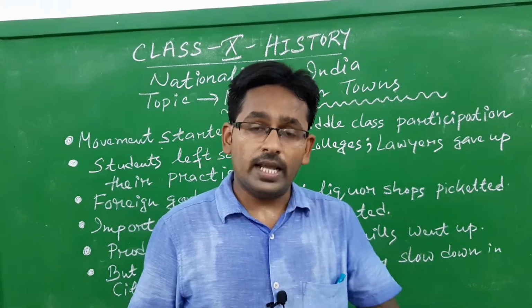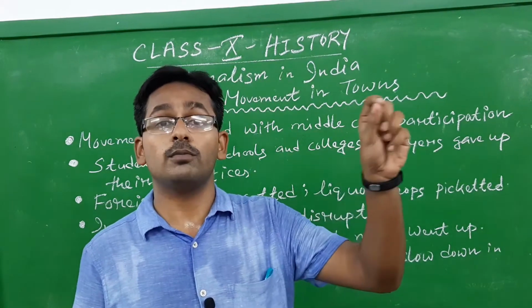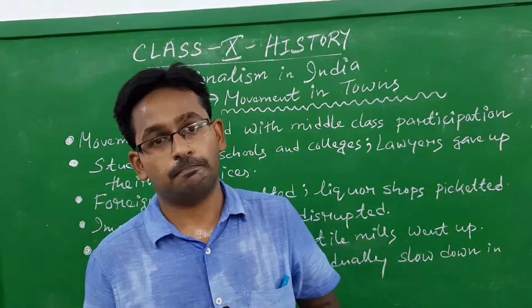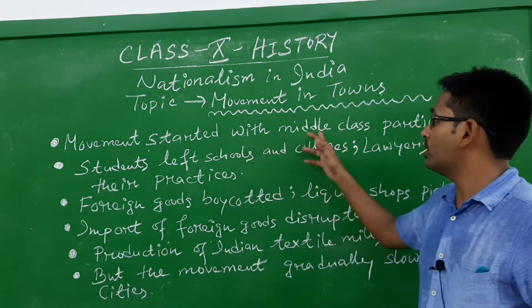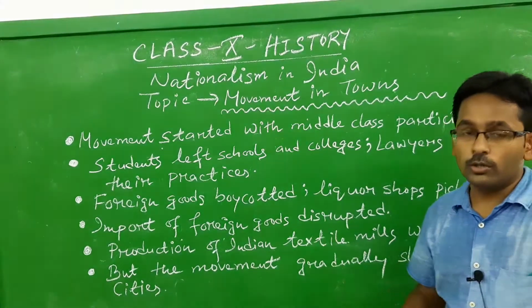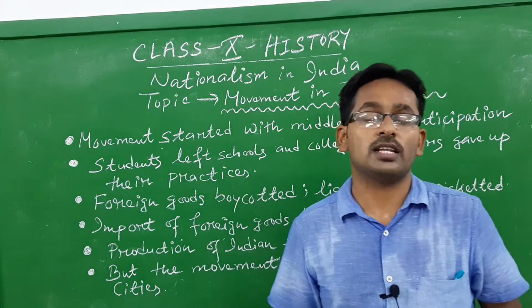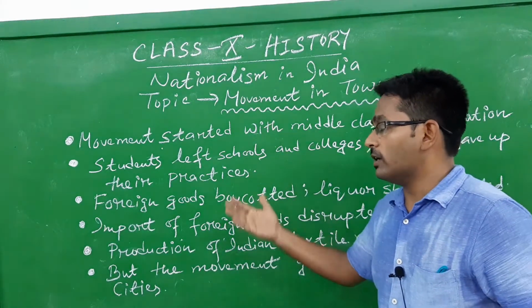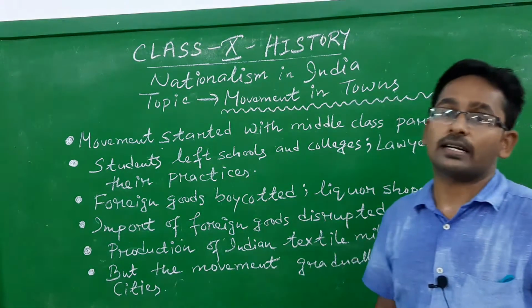So, in today's class, I will discuss the expansion of the non-cooperation movement in cities and in countryside respectively. Non-cooperation movement started with middle class participation in cities. As you all know, Gandhiji appealed to the masses to boycott British institutions like schools, colleges, offices, courts. After the appeal of Gandhiji, students left schools and colleges and lawyers gave up their practices.